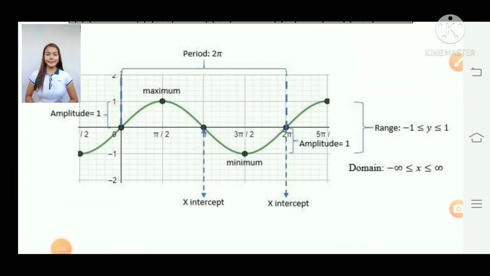So that is for the properties of sine curve in finding the amplitude, maximum, minimum, the period, the intercepts, range, and the domain. Thank you, and once again, good day.